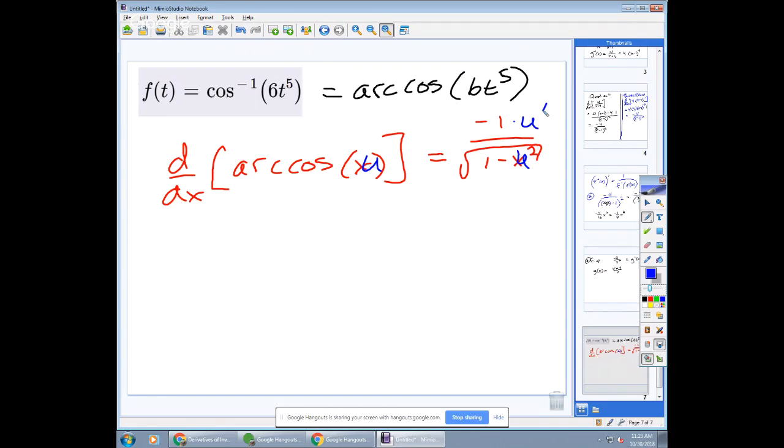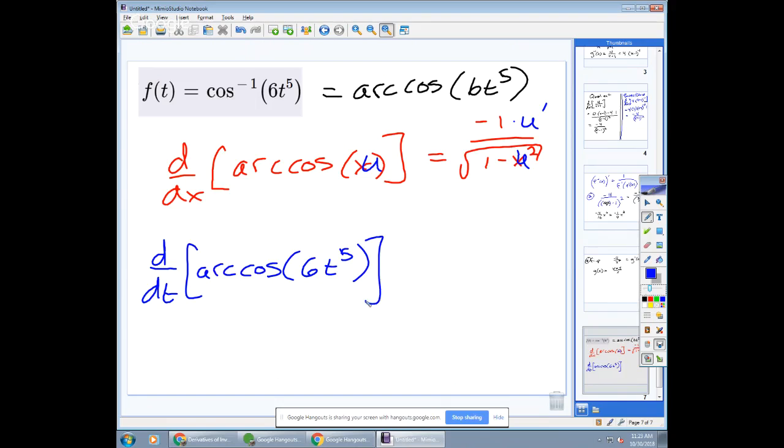So can we do this function f then? Yes. No, we're going to do it with t's instead, right? So we're going to have the derivative with respect to t of the arc cosine of 6t to the 5th power. So that's going to be a negative 1 over the square root of 1 minus whatever u is squared. And u in this case is 6t to the 5th. And then I have to take the derivative of that and slap it in the top. What's the derivative of 6t to the 5th? 30t to the 4th, yeah.